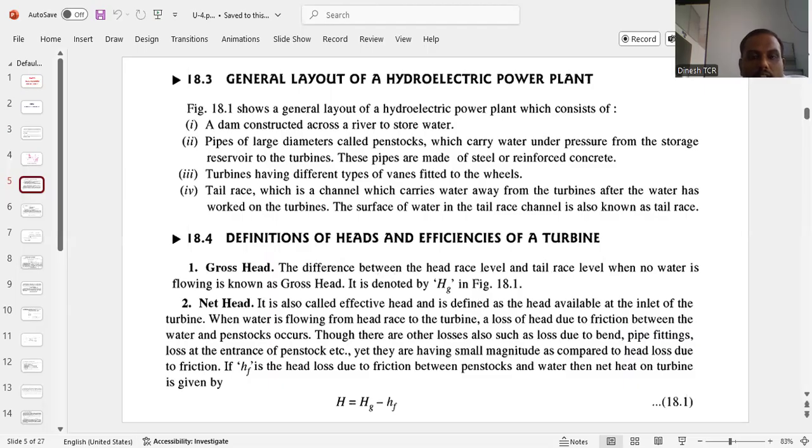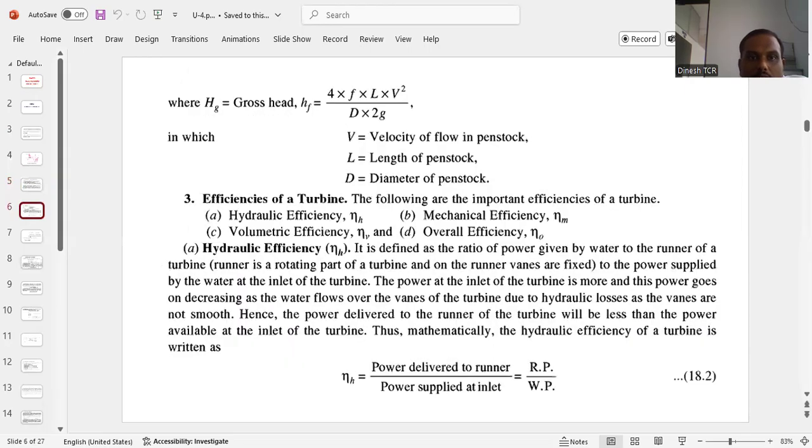The net head is also called the effective head, and it is defined as the head available at the inlet of the turbine. When water is flowing from the head race to the turbine, a loss of head due to friction between the water and penstock occurs. We already know about that friction loss. When water flows through a pipe, we have derived a formula for the friction loss, called the Darcy-Weisbach equation: hf equals 4fLV squared by D into 2g, right?